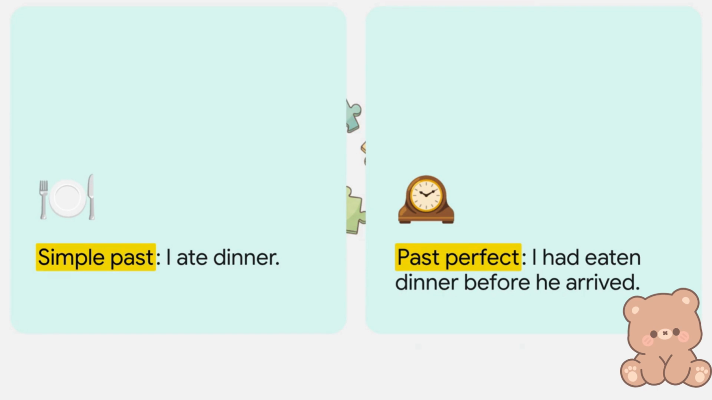And this brilliantly illustrates the difference context makes. Take the simple past. I ate dinner. It's just a standalone fact. Boom, it happened. But contrast that with the past perfect. I had eaten dinner before he arrived. Suddenly we've got a rich, sequential story. The past perfect provides that absolutely necessary background information, setting the stage for the more recent past event.